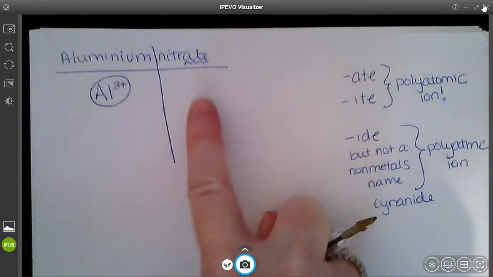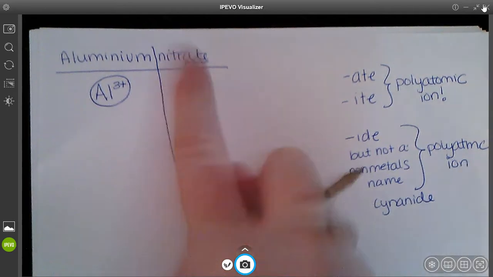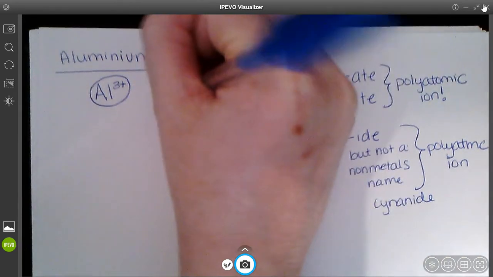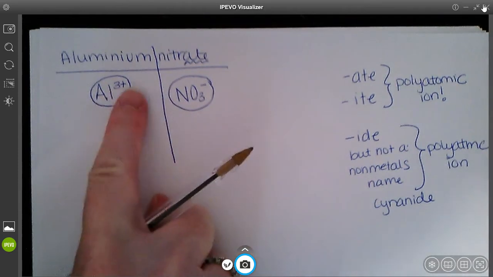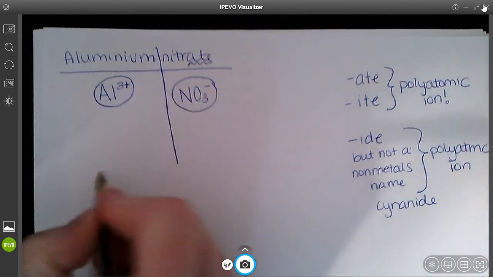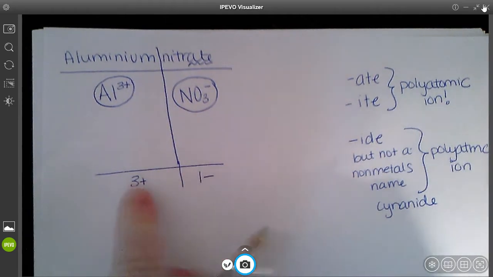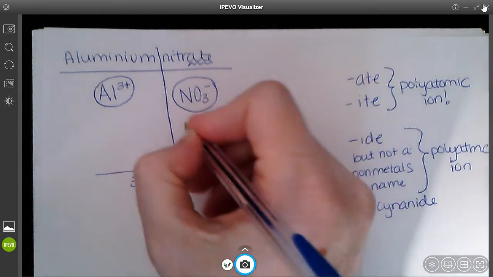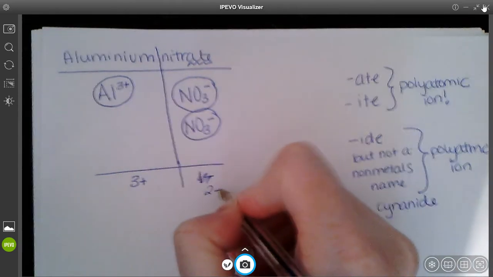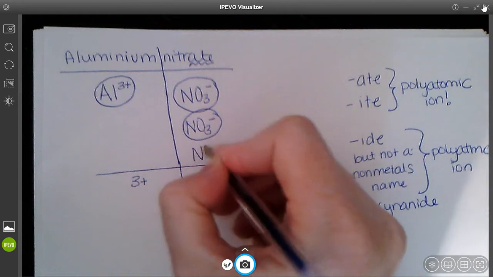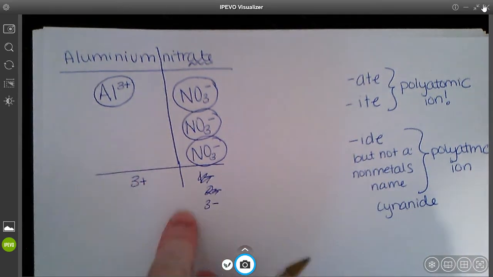All right, this one, nitrate, the ATE tells us, look at your polyatomic ion sheet. So we look at it and we find nitrate is NO3 minus. I circle this whole thing. 3, 1, not equal. So I have to do my total charges, 3 plus, 1 minus. So I can see I need more nitrates. NO3 minus. This gives me 2 minus. So I'm not quite there. NO3 minus, add another one. This is 3 minus. Now I'm equal and opposite.